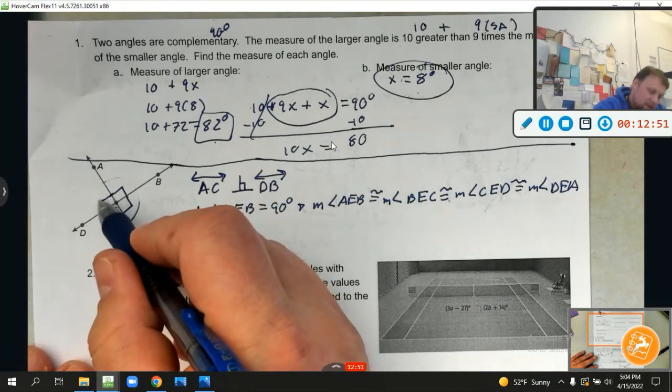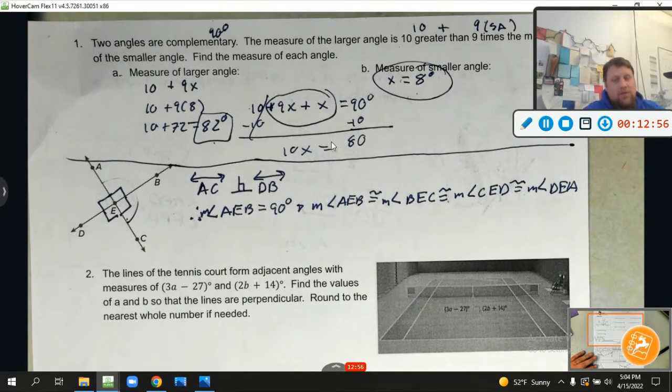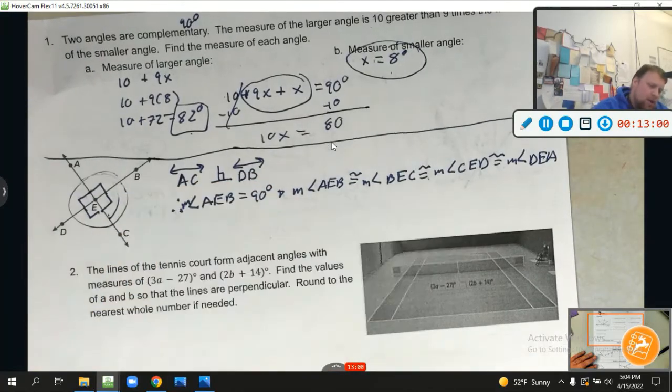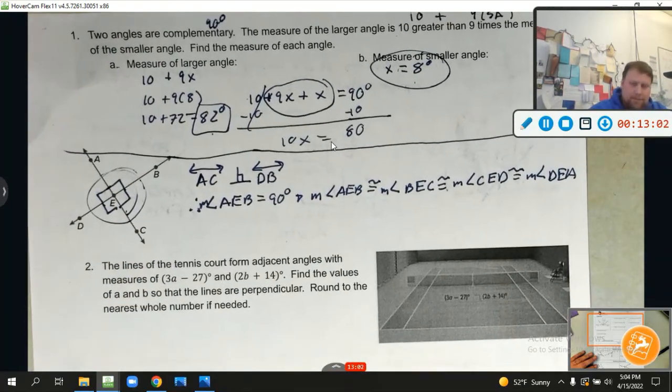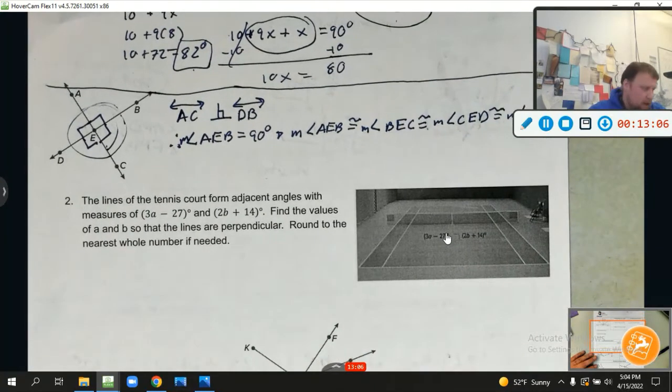And again, vertical angles. I can go about this a lot of different ways, but if you have two lines intersecting and one angle is 90 degrees, they're all going to be 90 degrees. Okay, that's how it works. Take a minute, write this down. We're going to move on to this nice example right here.